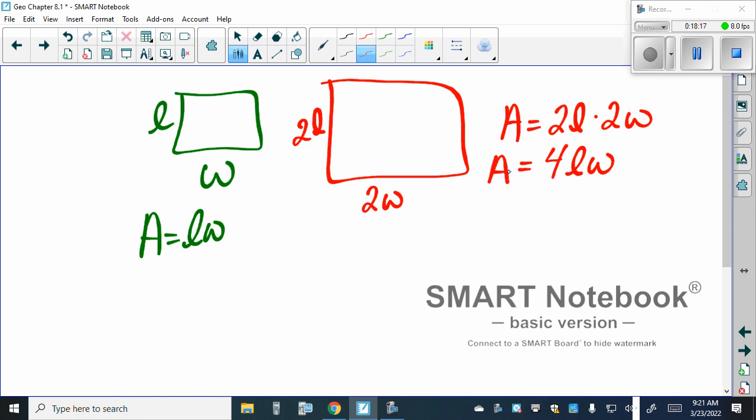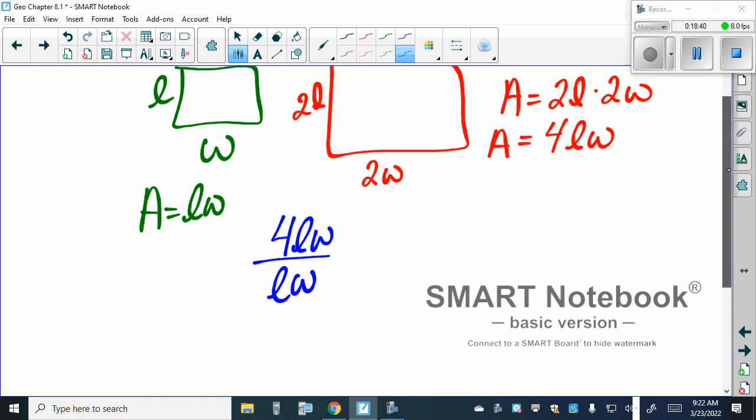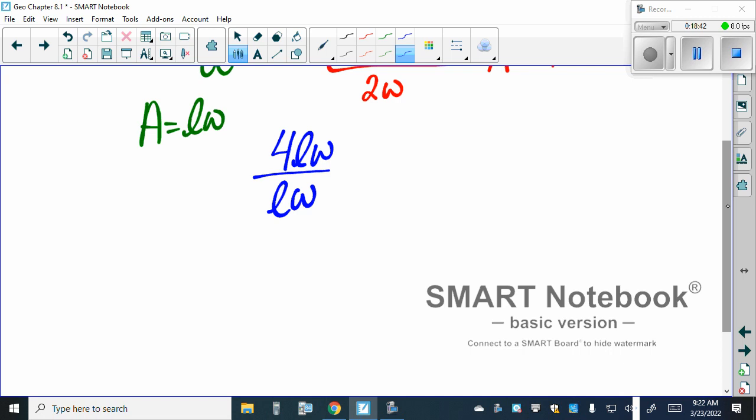So we're comparing the areas. Because our new one is 4LW, we increased everything by 2, yes? And got that the area is 4LW. The original area is just LW, yes? So if I reduce this, it just reduces to 4 over 1 or just 4, yes?